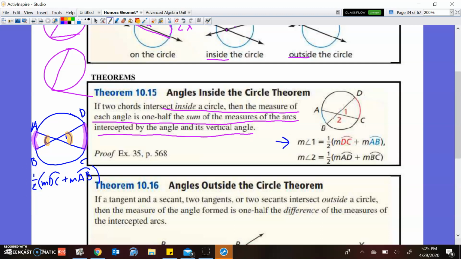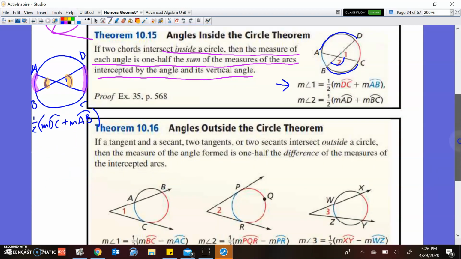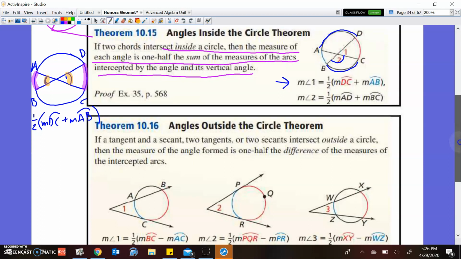And then they also do it for angle 2. So this is the measure of arc BC plus the measure of arc AD, and then you take half of it. So you just add them up and divide by 2. Essentially, you're finding the average. That's all you're doing there.